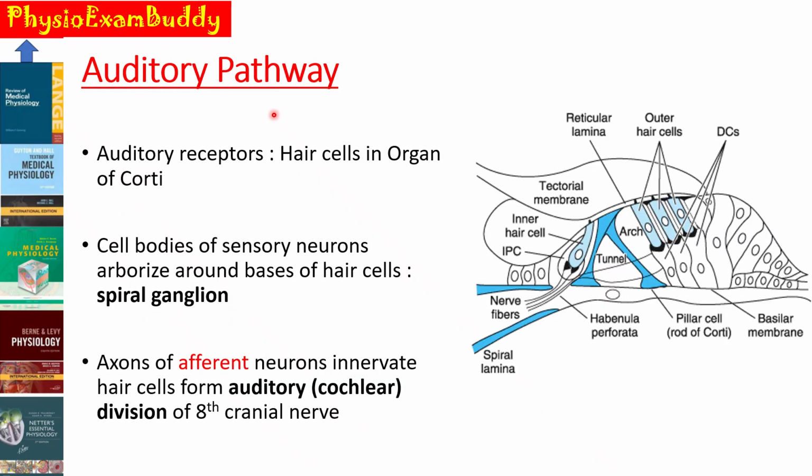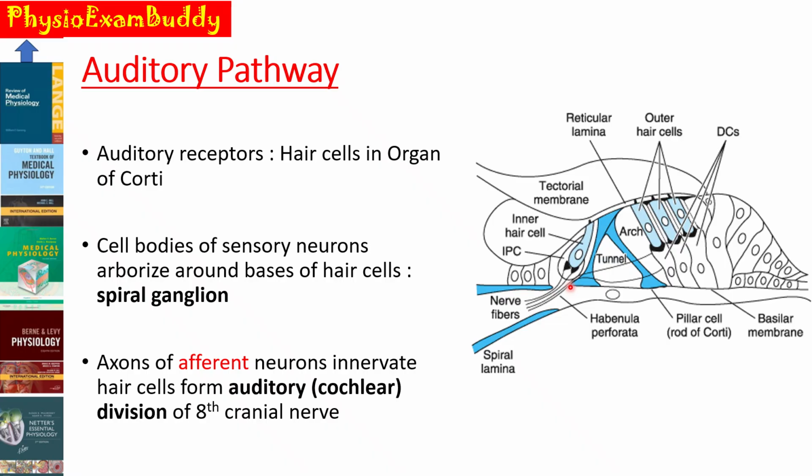Like any other pathway, the auditory pathway also starts from the receptors. So here the auditory receptors are mainly the hair cells, which are present in the organ of Corti. So this is the first diagram you are supposed to draw in the auditory pathway, that is the structure of the organ of Corti, and you have to draw the outer hair cells as well as the inner hair cells, which are the auditory receptors. And the cell bodies of the sensory neurons arborize around the bases of these hair cells and they form the spiral ganglion.